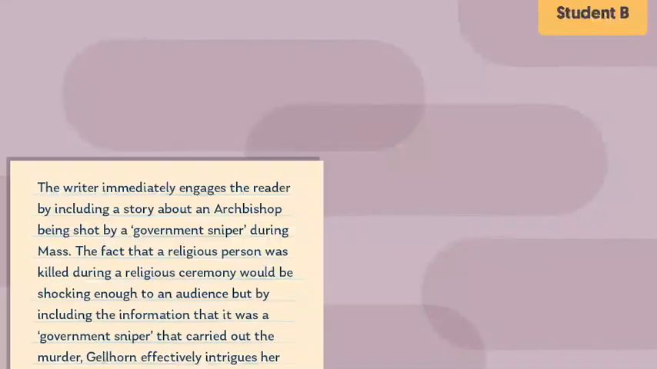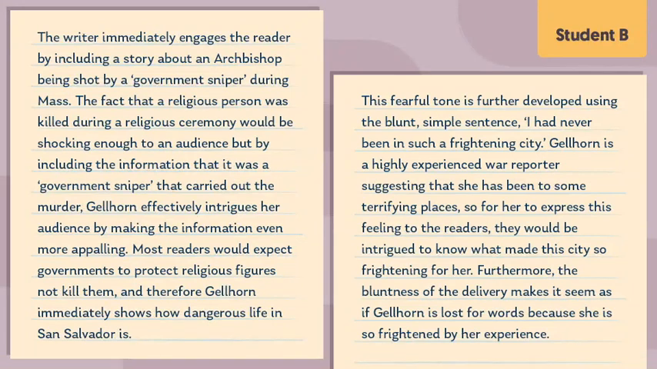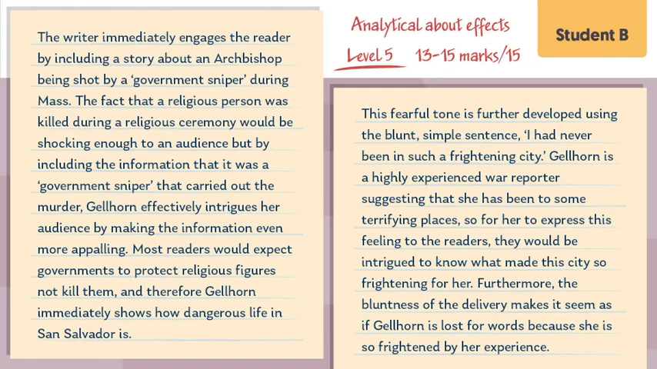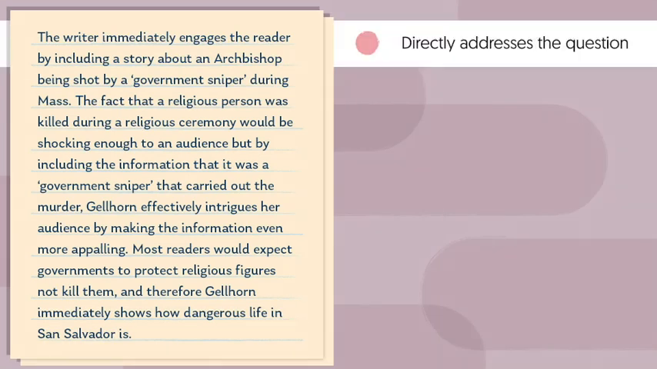Now let's look at an extract from student B's response. Press pause now to give yourself time to read it through, then press play again when you're ready. Student B's response is much more analytical about the effects of the devices used, and so it would achieve a level 5. In their opening, the student directly addresses the question by writing that Gellhorn immediately engages the reader, and then makes a comment about the elements of the narration used at the start of the text.